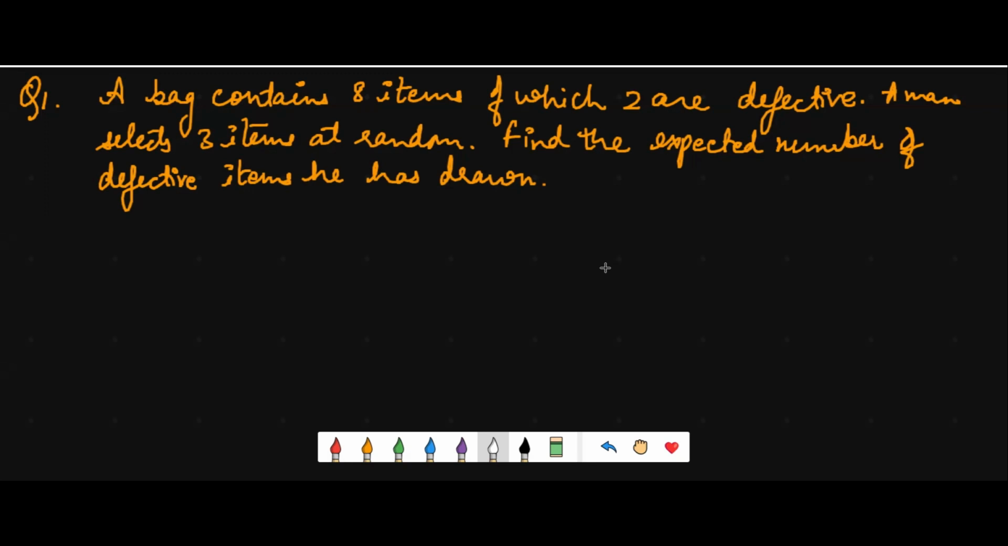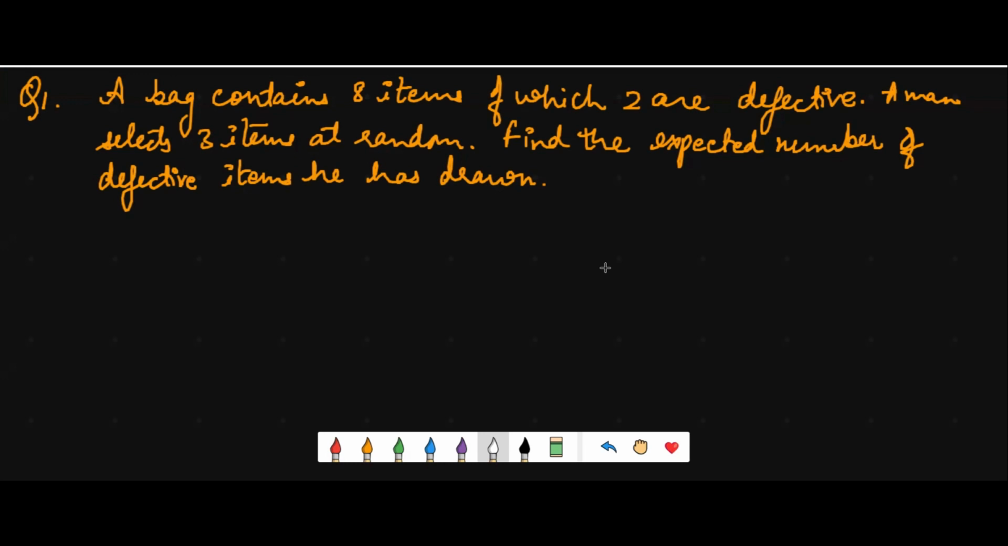In today's lecture, we'll be talking about the questions regarding mathematical expectation and variance. In the previous lecture, we have discussed what is mathematical expectation, how to calculate variance, standard deviation. So today I'll be taking discrete random variable questions, and in the next lecture, I'll be talking about the continuous random variable questions. So consider the first question.